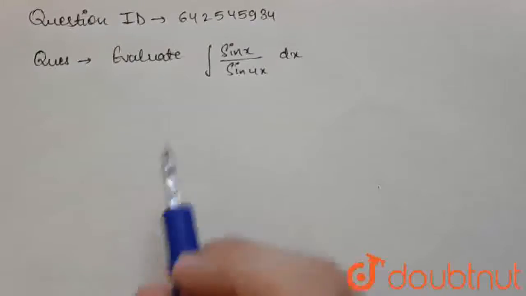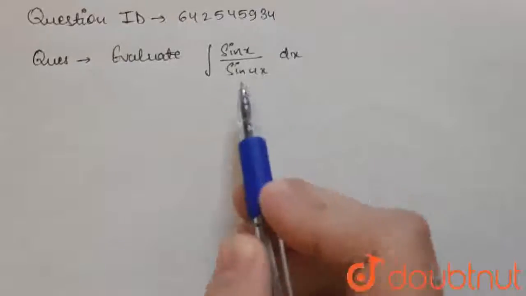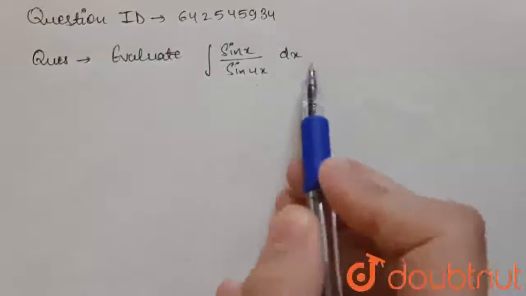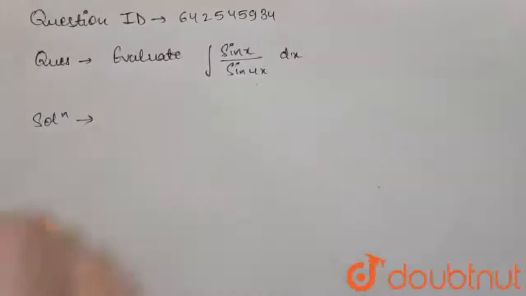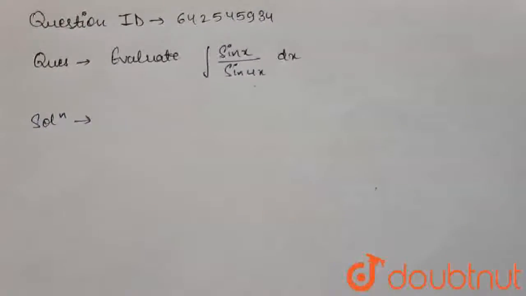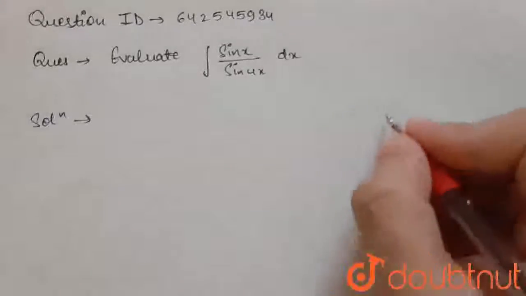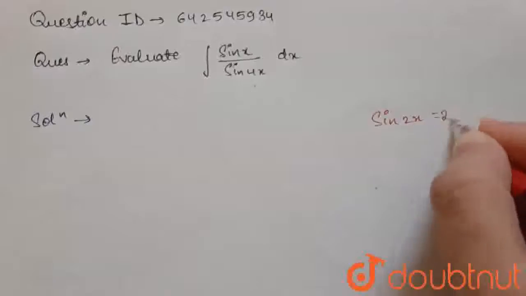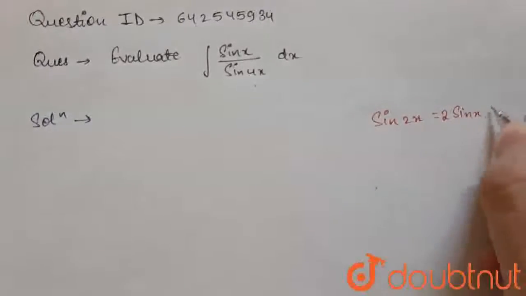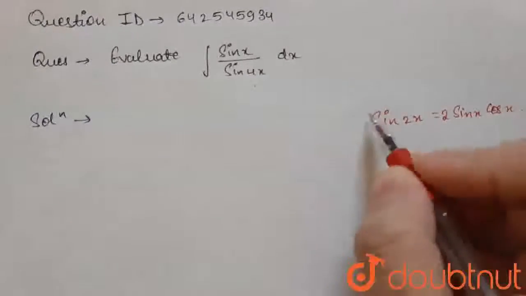Hello friends, so our today's question is evaluate integration of sin x upon sin 4x dx. So for the solution part, what we are going to do, we are going to use the identity that sin 2x is equals to 2 sin x cos x. We are going to use it here.